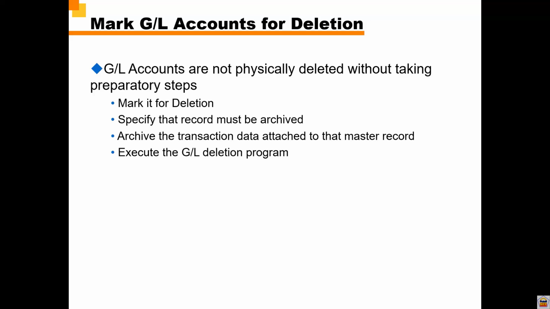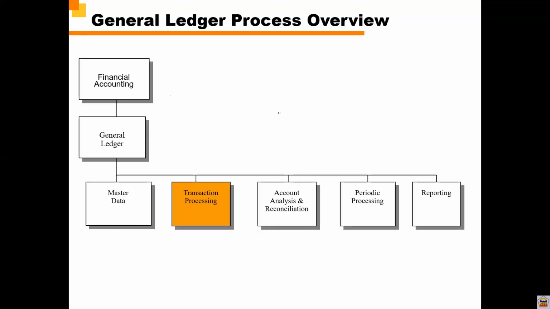So it is saying that if you go for the deletion, then what do we first need to do? For that GL, first of all, we need to activate this mark for deletion. Then all those records we have in that GL, we are going to archive, and whatever data we have, the transaction data and master data which we have archived, after that we can execute the deletion program.